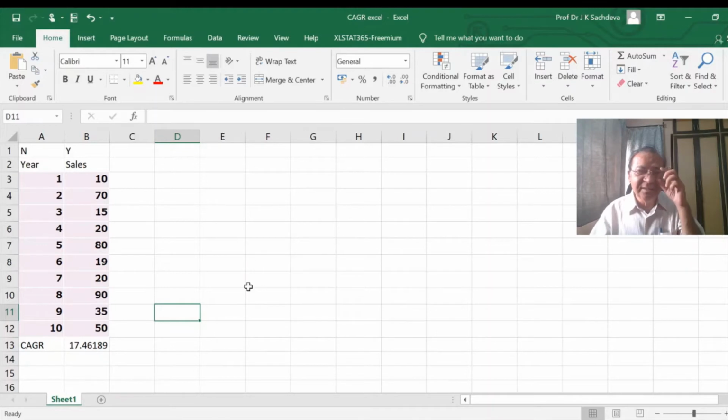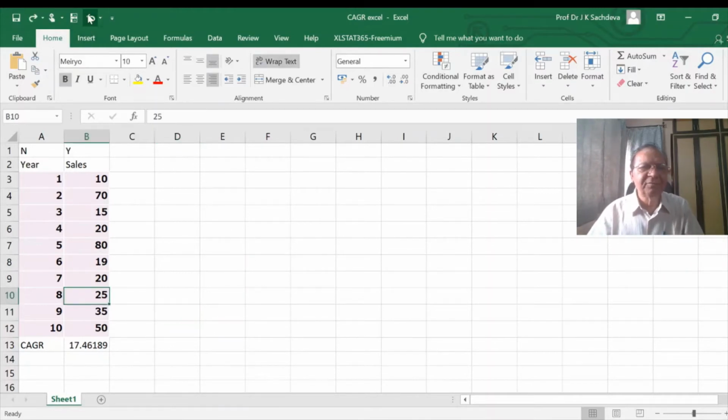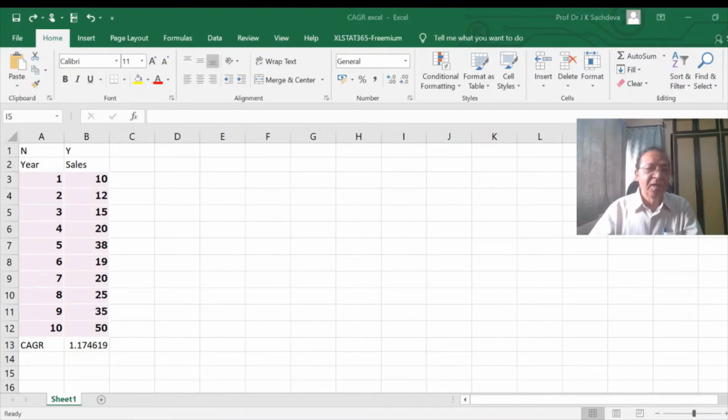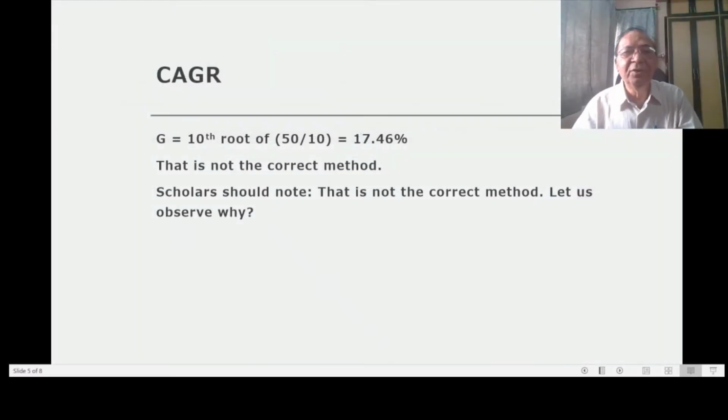So, this is not the correct method. What is the correct method? The correct method is regression. So, how will we do that?